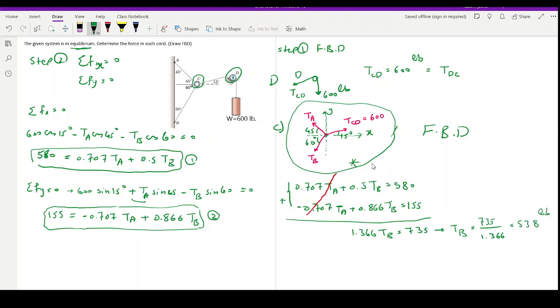So I calculated TB. Now I can plug TB into any of these equations, and by doing so, clearly I can find TA, and TA, if you do so, is going to be 440 pounds. Don't forget, all the way up to here it was statics, then from there down it's just mathematics.